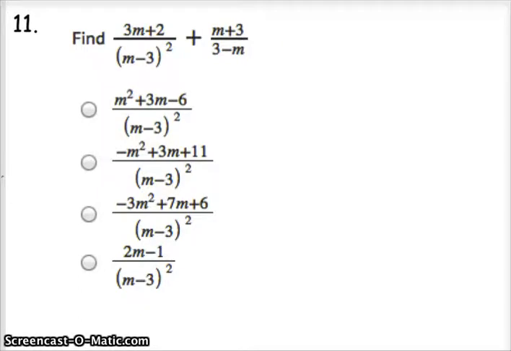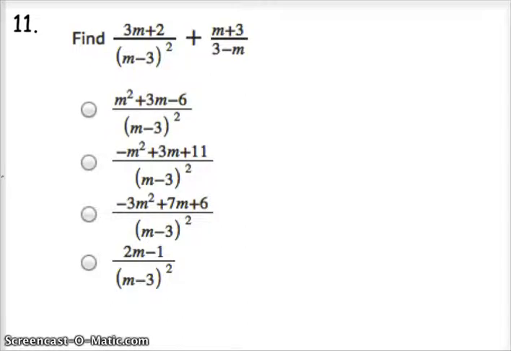Question 11 asks us to find the sum of (3m + 2)/(m - 3)² + (m + 3)/(3 - m). A few things we're going to have to do here. First of all, we need a common denominator. Right now, (m - 3)² is on our left-hand side, and 3 - m is on our right. I would like to see the right-hand side be an m - 3 as well, so there's something in common.